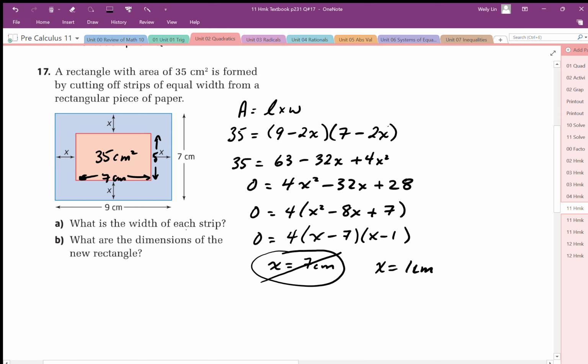And so the width of the strip is going to be the x value, 1 centimeter, and then the dimensions are going to be a 5 by 7 rectangle. The solution to that is 1 centimeter strips.